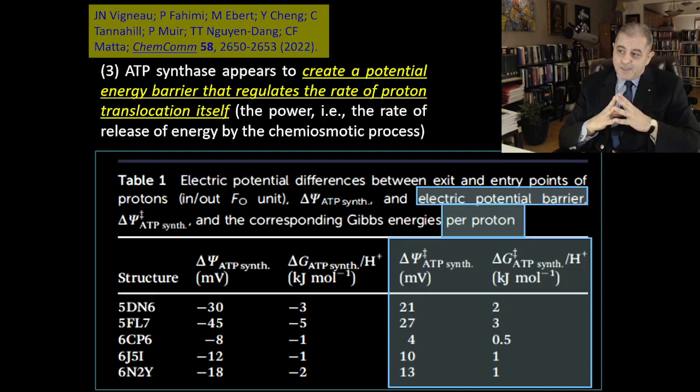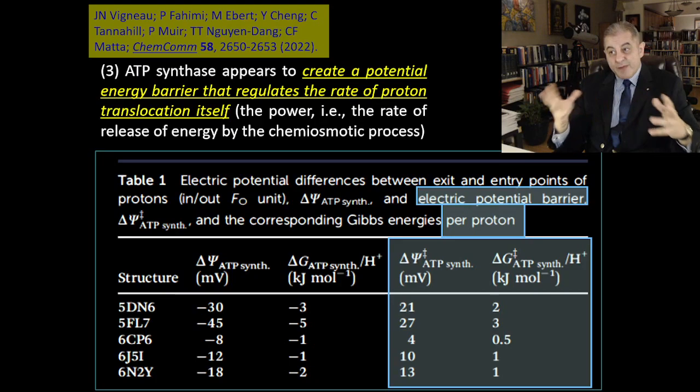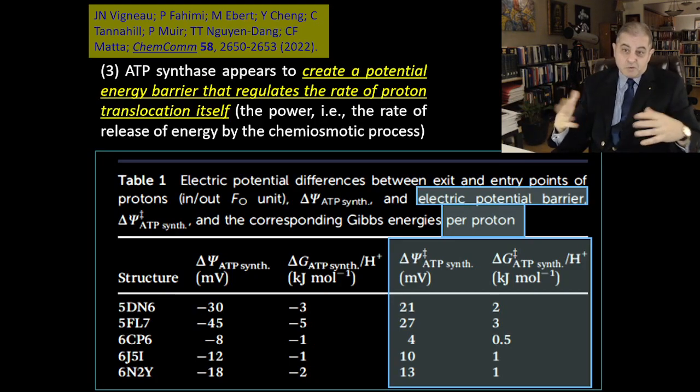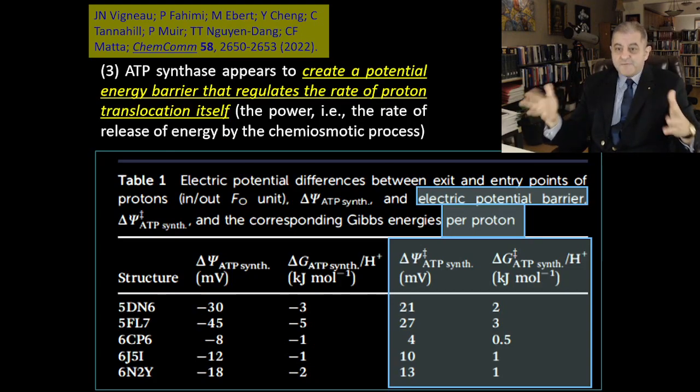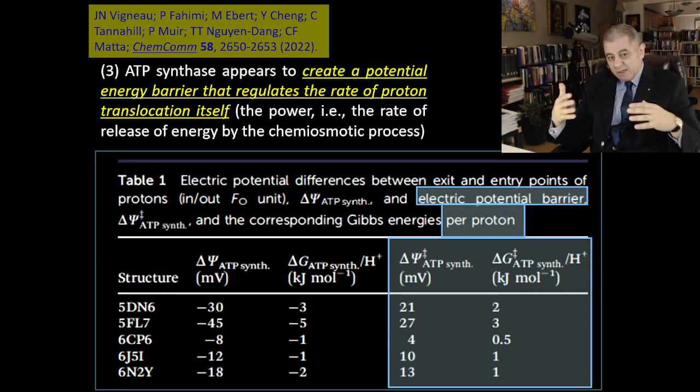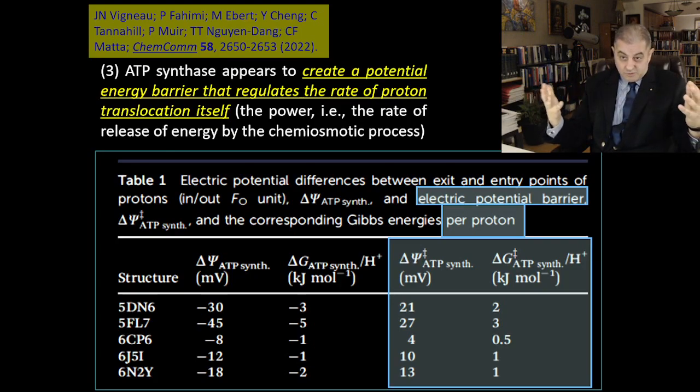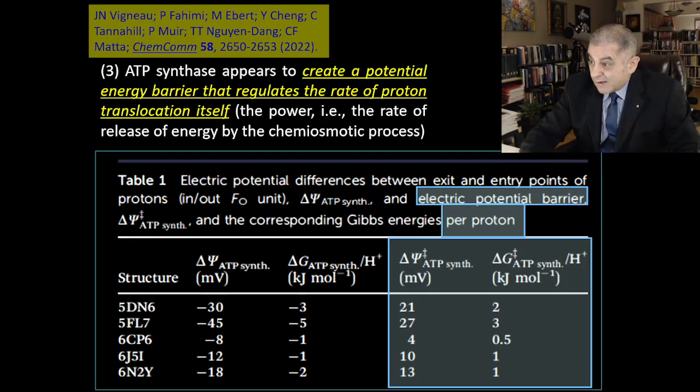Now, in terms of the barrier that I indicated at the beginning, the ATP synthase appears to create a potential energy barrier that regulates the rate of proton translocation itself. So in other words, the protons, when they come near the pore where they have to enter, they first face a barrier. So the ATP synthase's electrostatic potential appears to operate like a gatekeeper that regulates which protons are allowed to enter into the pore and which protons are excluded from entering. And it selects those protons that are the highest in terms of kinetic energy, thermal energy. In other words, the high end of the tail of the Maxwell-Boltzmann distribution of the protons.